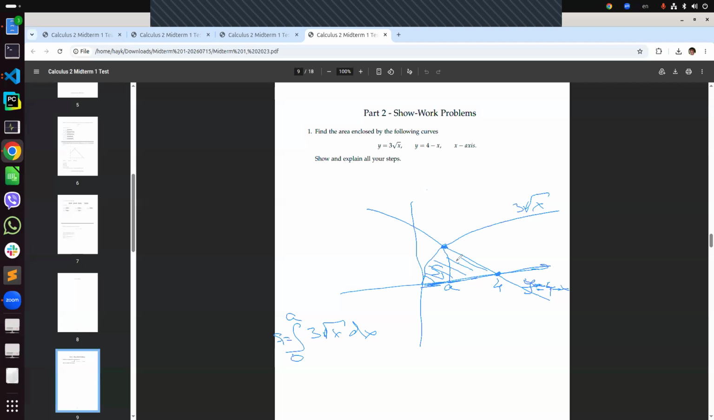And S2 is the integral from A to 4 of 4 minus x.